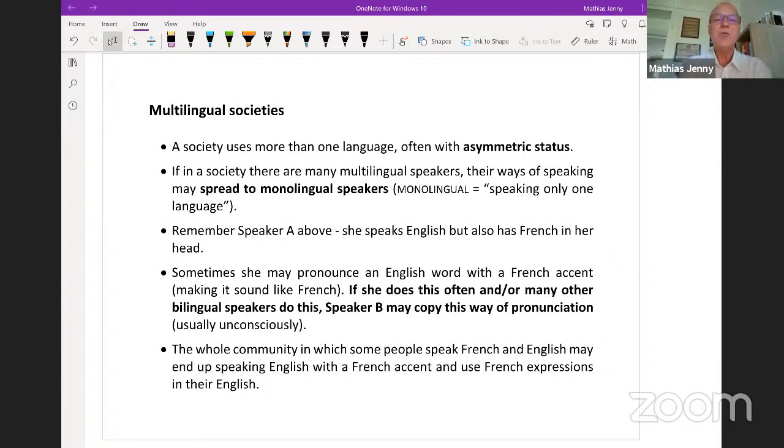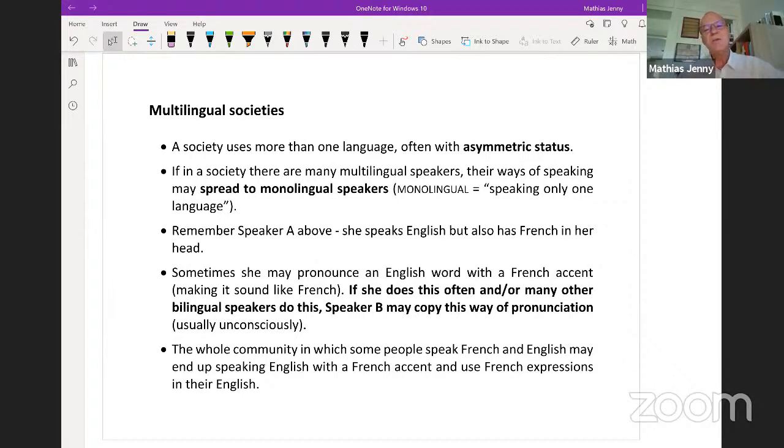So let's have a look now at multilingual societies as opposed to multilingual individuals. I said the society can use more than one language in their everyday communication or in different parts of everyday communication. Usually, when in a society there is more than one language, their status will be asymmetric. Asymmetric means one language has maybe official status and the other language or languages do not have official status. One language may be considered high prestige, the others may be considered low prestige.